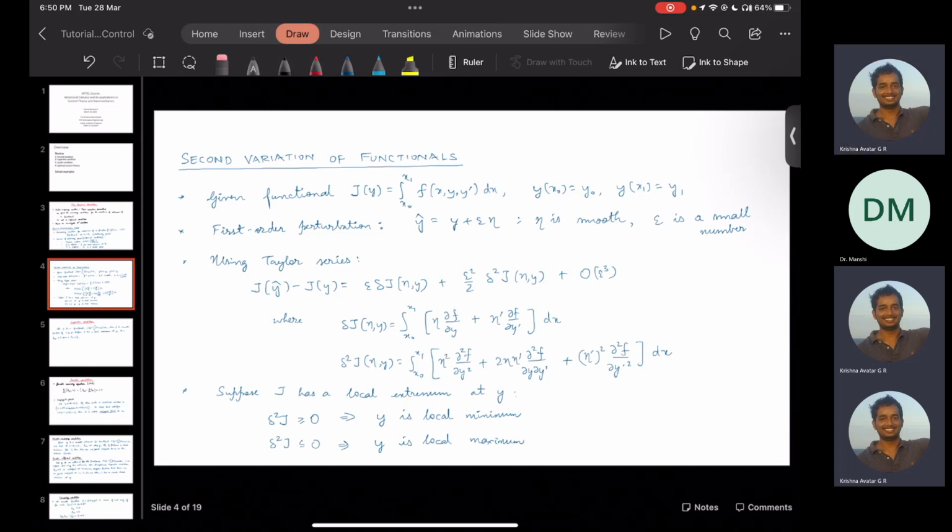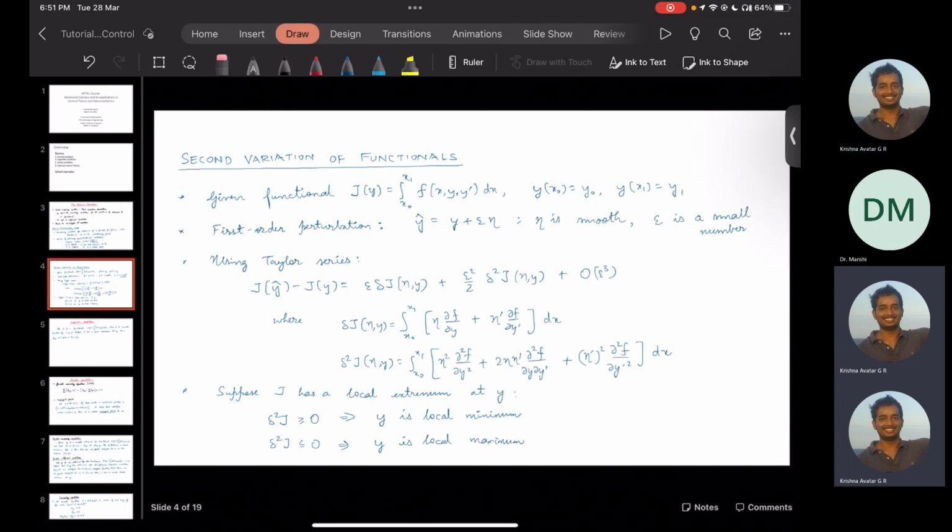Okay, and then we have these two condensed expressions. Delta J eta y is defined as the integral from x naught to x1 of eta del f by del y plus eta prime del f by del y prime. And then the second variation, del 2J, is equal to the integral from x naught to x1 of eta square del square f by del y square plus 2 eta prime del square f by del y del y prime plus eta prime square del square f by del y prime squared, integrated over dx.